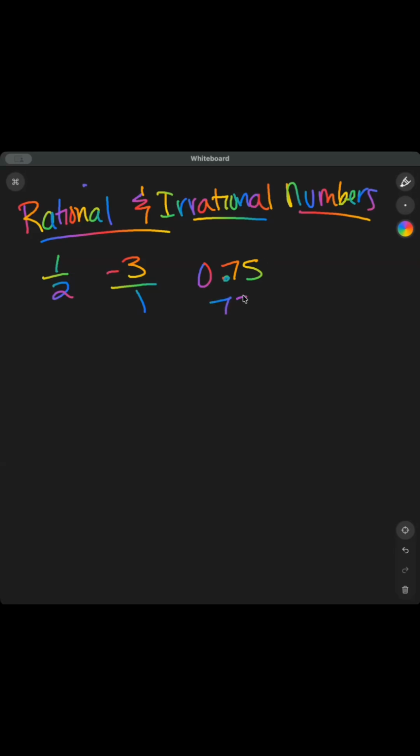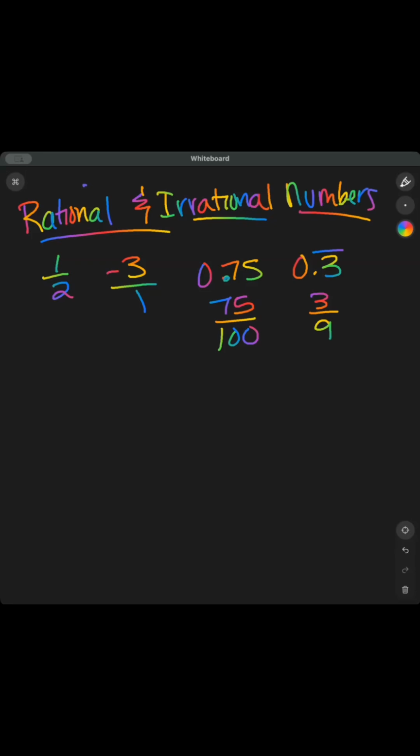0.75, we can rewrite this as a fraction, 75 over 100. And 0.3 repeating, we can also put this as a fraction. So anything we can make a fraction, it's automatically rational because that is the definition of rational.